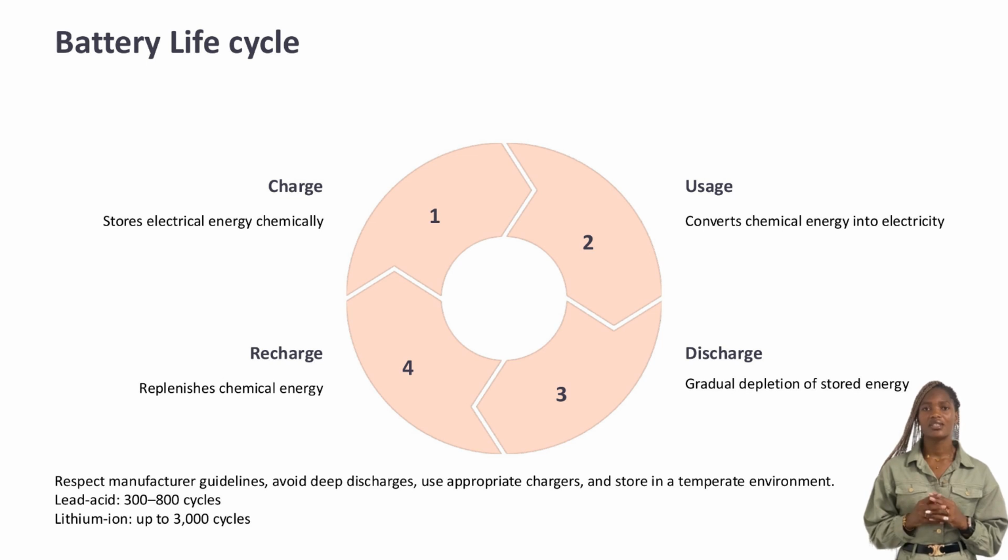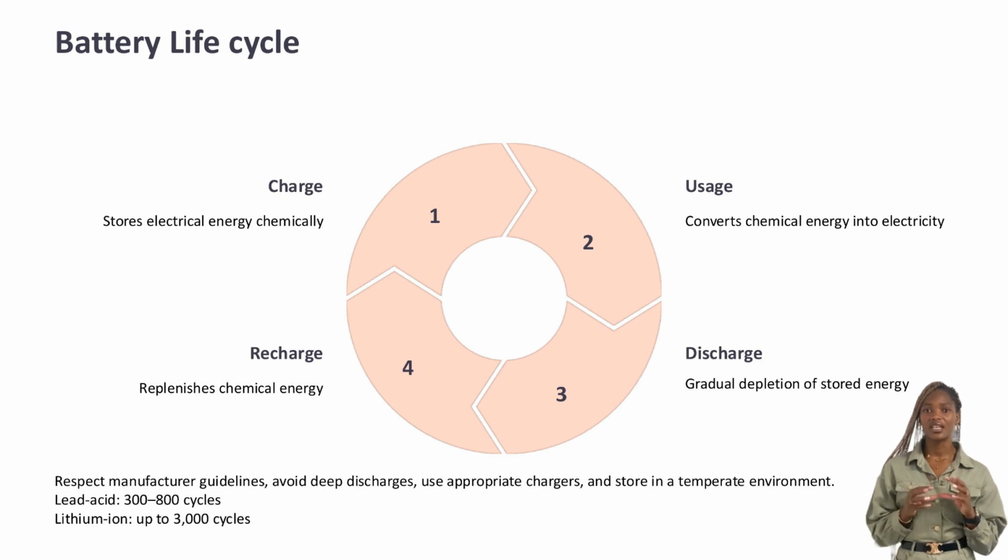A battery's life cycle represents the repeated phases of operation between charging and discharging. Charging. Electrical energy is stored in chemical form inside the battery. Use. The battery converts this chemical energy into electricity to power devices. Discharge. Energy gradually decreases as it's consumed. The battery eventually drains. Recharge. New electrical energy is injected to restore chemical energy and restart the cycle.